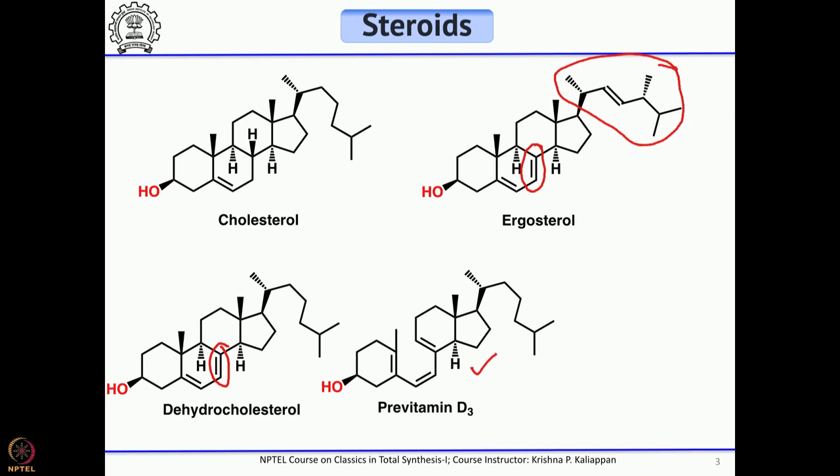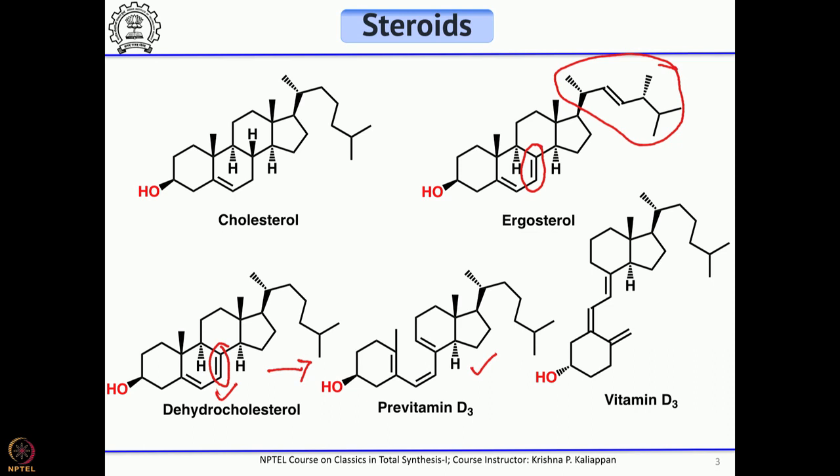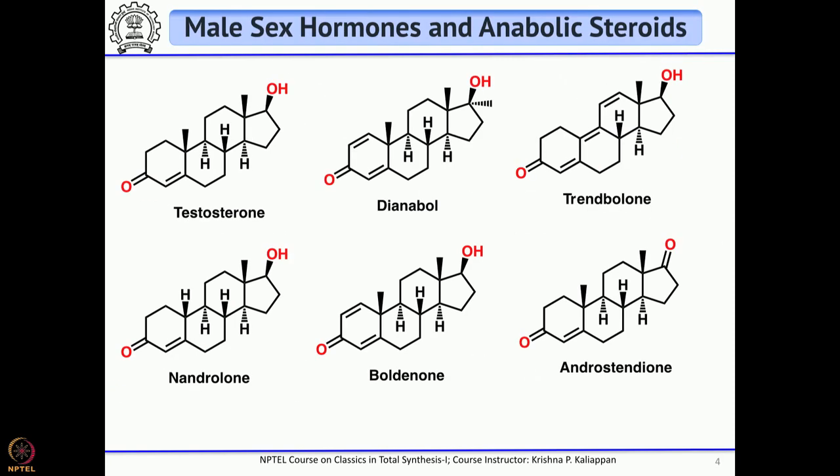This whole structure is called pre-vitamin D3. The pre-vitamin D3 is obtained from dehydrocholesterol by an electrocyclic ring opening reaction. You can see this is a cyclohexadiene and this is a hexatriene. By the electrocyclic ring opening of dehydrocholesterol you get pre-vitamin D3, and this pre-vitamin D3 becomes vitamin D3 by a 1,7 hydrogen shift. Under photochemical conditions, pre-vitamin D3 gets converted into vitamin D3. All these are useful steroids.